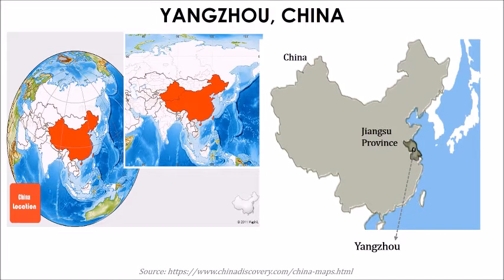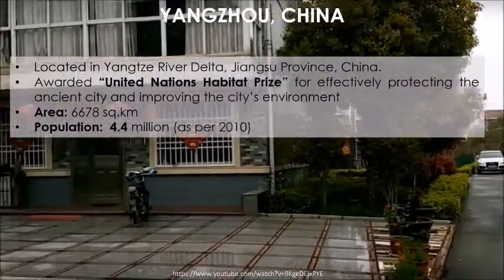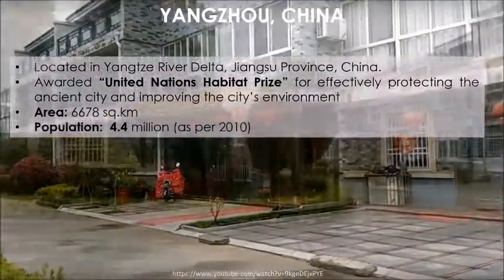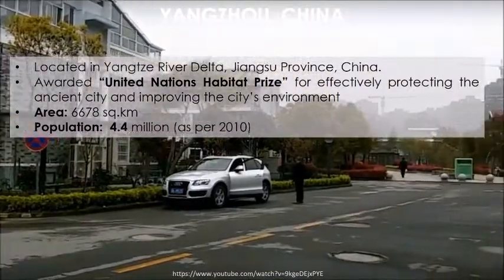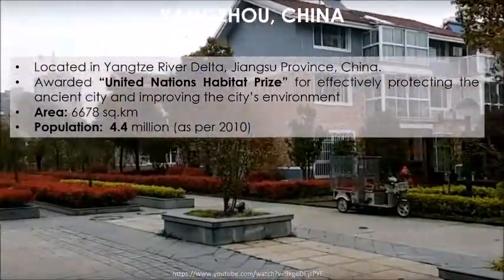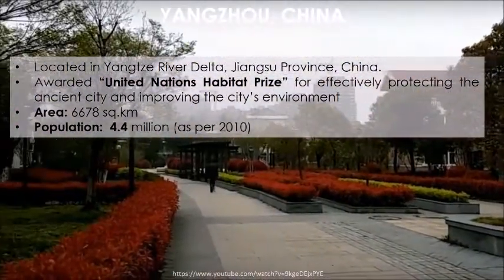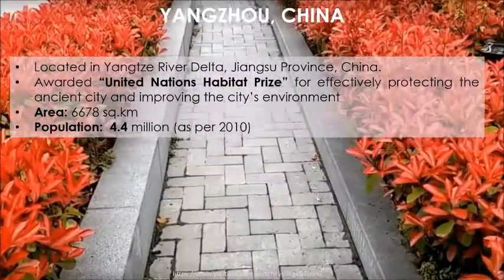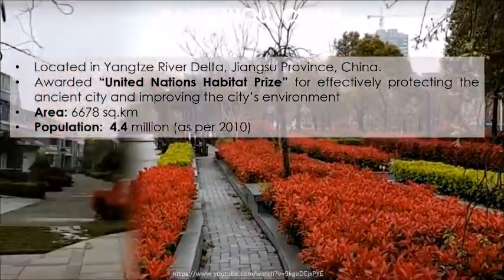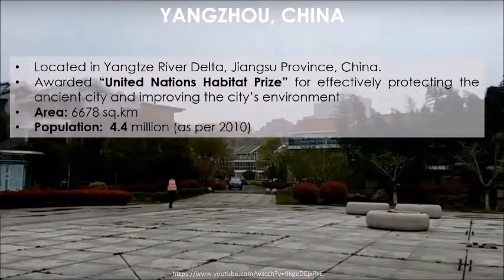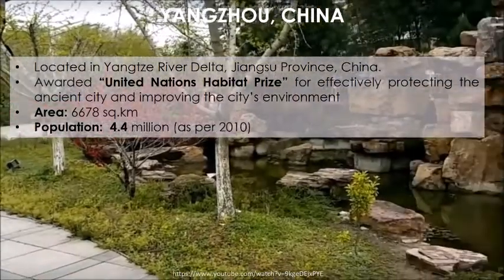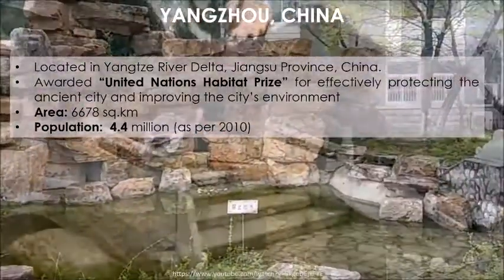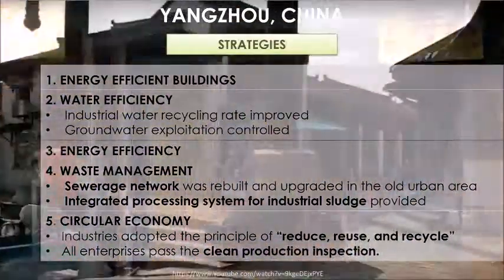Now we come to Yangzhou in China. You can see the location of Yangzhou. Yangzhou is located in the Yangtze River Delta, Jiangsu Province, China, and it was awarded the United Nations Habitat Prize for effectively protecting the ancient city and improving the city's environment. The population was about 4.4 million and the area was nearly 7,000 square kilometers. Now what strategies did they put forth?